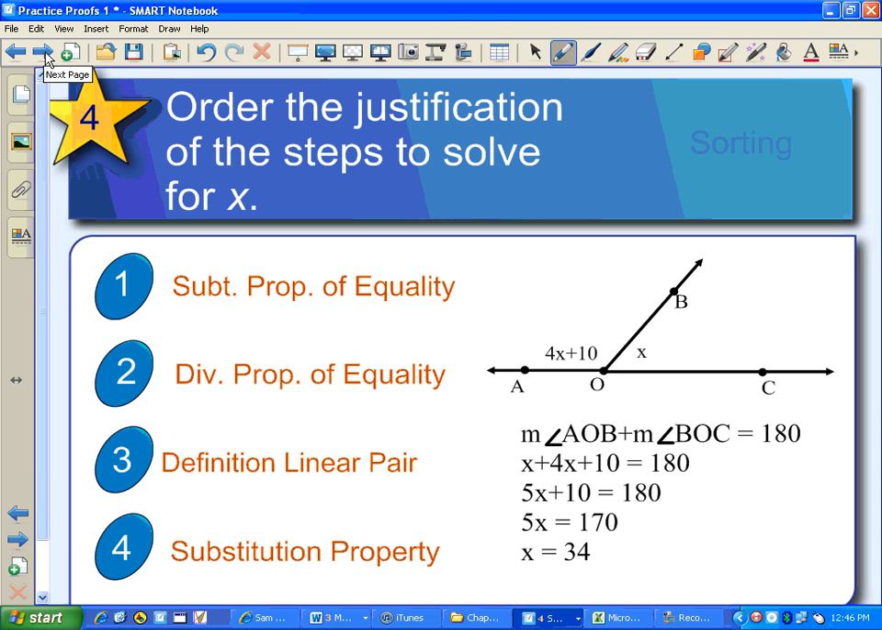Okay, on this one, what we can do is, I recognize this picture. Okay, we did this a lot in chapter 1. I've got two angles, and together they're making this straight line. So I know that that's called a linear pair. The linear pair, I know that this angle plus this angle is going to equal 180 degrees, which is exactly what I've written here. So I'm using the definition of a linear pair.